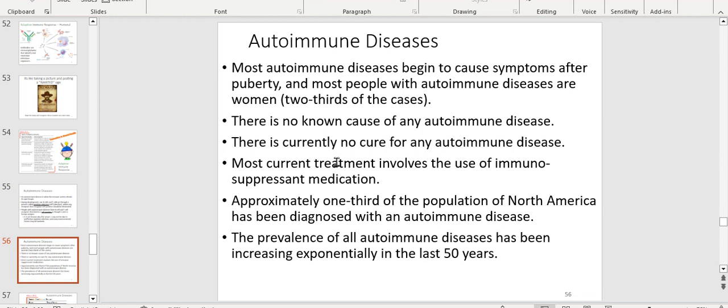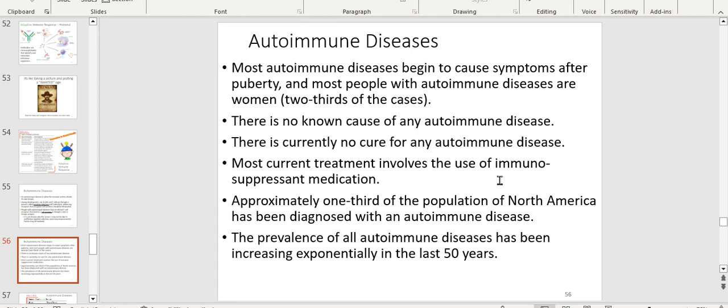Most autoimmune diseases begin to cause symptoms after puberty, and most people with autoimmune diseases are women, two thirds of the cases. There's no known cause of any autoimmune disease. There's currently no cure for any autoimmune disease. Most current treatments involve the use of immunosuppressant medication.